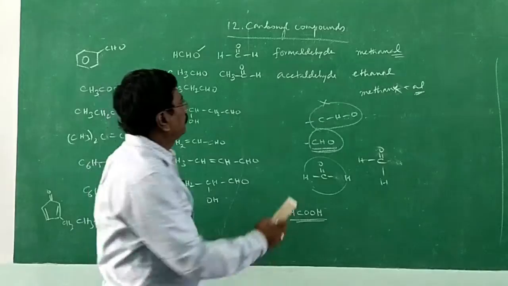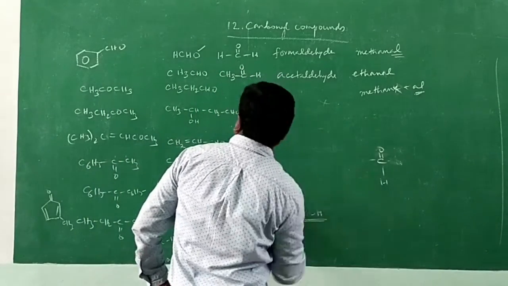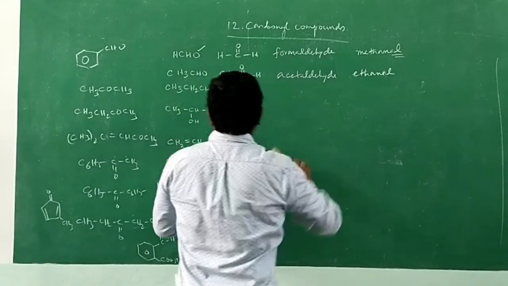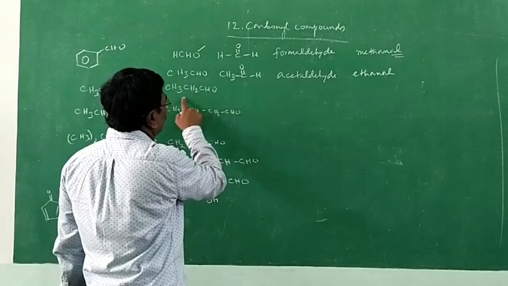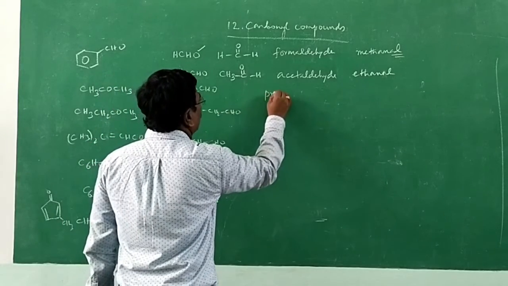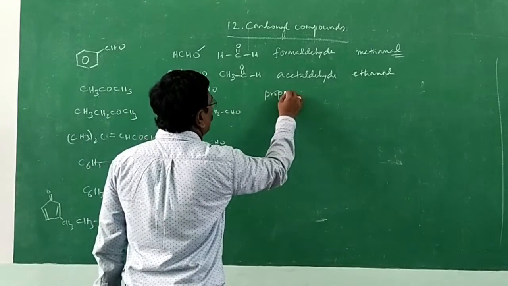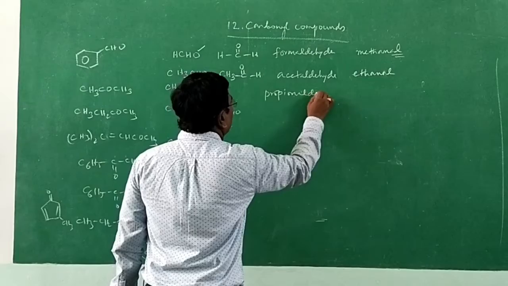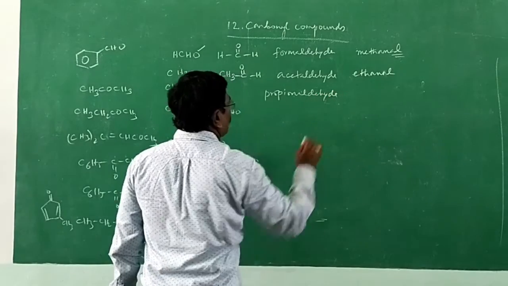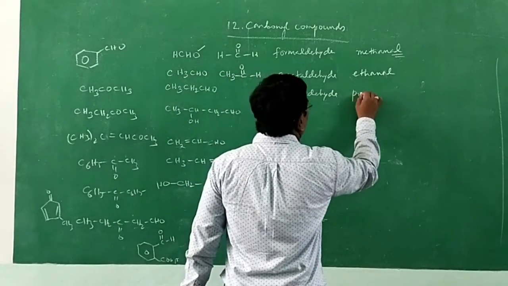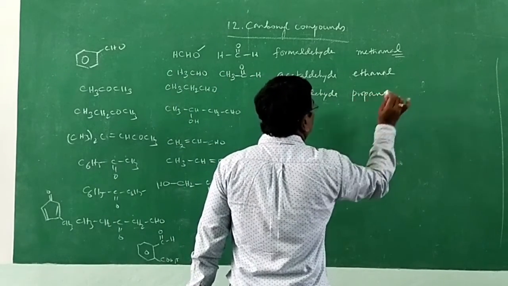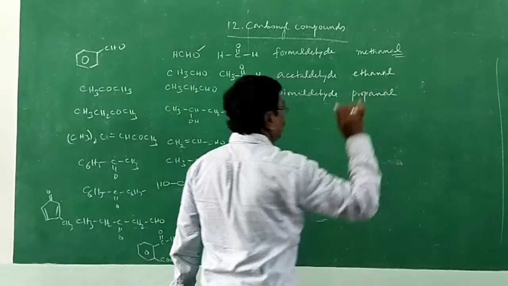And then the next one, propionaldehyde. The corresponding acid is propionic acid, therefore propionaldehyde. I didn't write the elaborate structure, which you may be knowing. Propionaldehyde is the common name. But the IUPAC name, propane, instead of e, al, propanal, that's all.